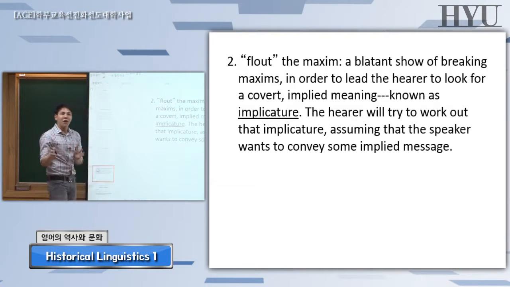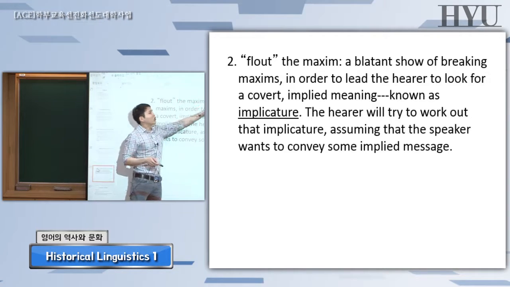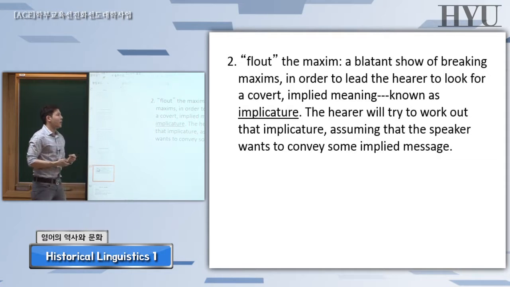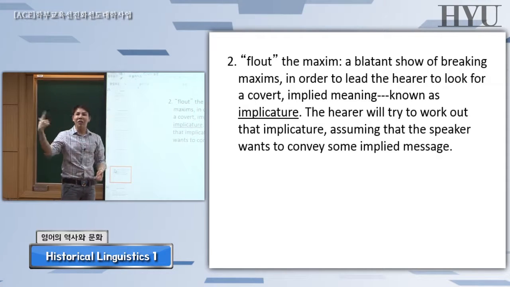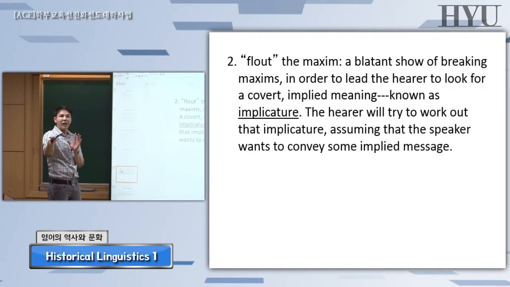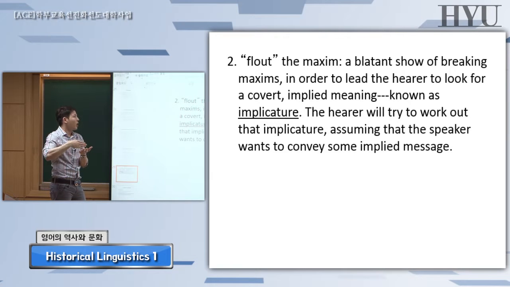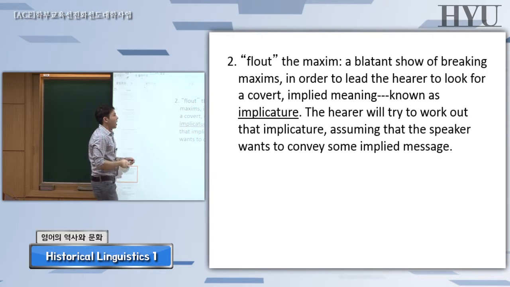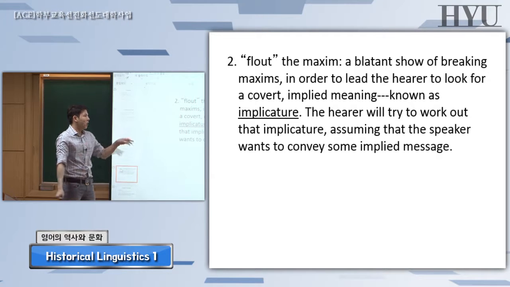Flouting is not violating. Flouting is a special type of violating. Flouting the maxim is a blatant show of breaking maxims. Blatant means obvious, clear, right? The other type, remember, is violating the maxim quietly. You don't want the other person to know, and the other person doesn't know. But here, you do it obviously, right? So that it's obvious to the other person that you want to violate one of the maxims. Breaking the rules in order to lead the hearer to look for a covert meaning. Covert is implied, meaning known as implicature.